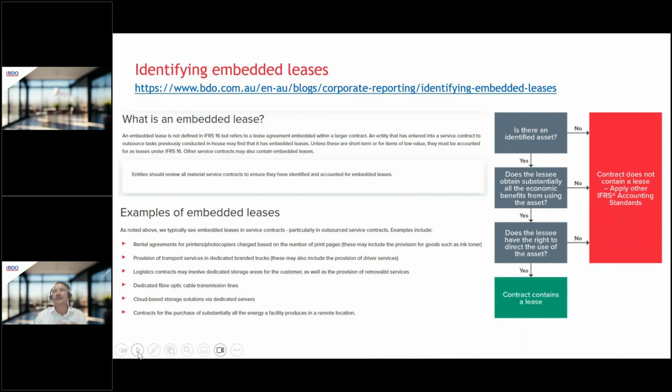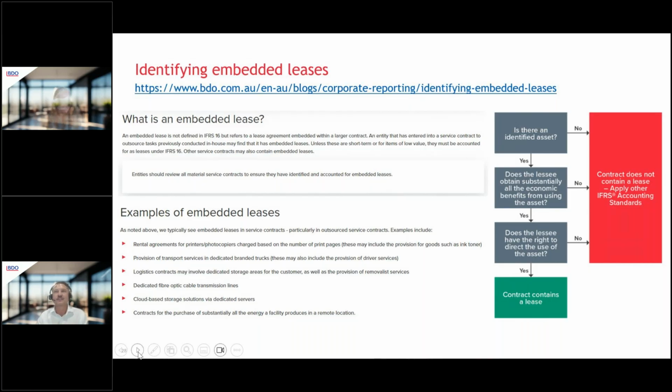But it can take more ethereal sorts of lease agreements. The one I've actually seen a lot recently, it's not a new example, but it has reared its head lately. A lot of councils in the Sydney area or New South Wales area seem to be renegotiating leases with schools and other organizations to use sporting fields, and they get to use the sporting field for like 2 hours on a particular day of the week. Well, there's an identified asset there. You get to use the economic benefits from using that asset for those 2 or 3 hours a week, and you have the right to direct the use of it. So you probably have an embedded lease there. And so it really can be anywhere.